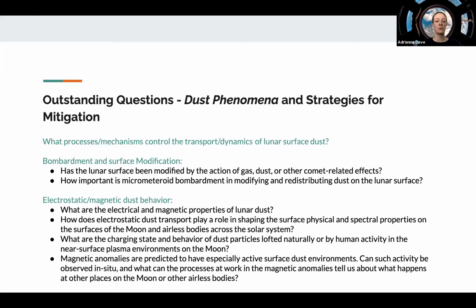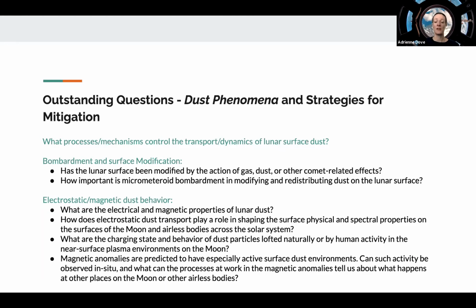And then sort of grouped in the classifications of surface modification by bombardment and other mechanisms. And so how does that affect the dust on the surface? And how does it produce dust on the surface? And how does it move it around? And then there's another sort of grouping, which is electrostatic or magnetic dust behavior.